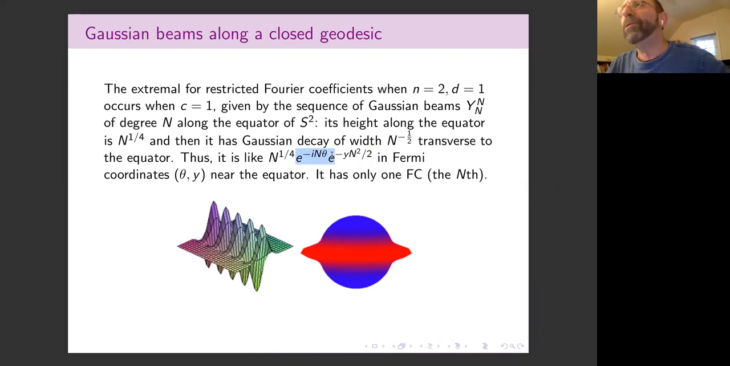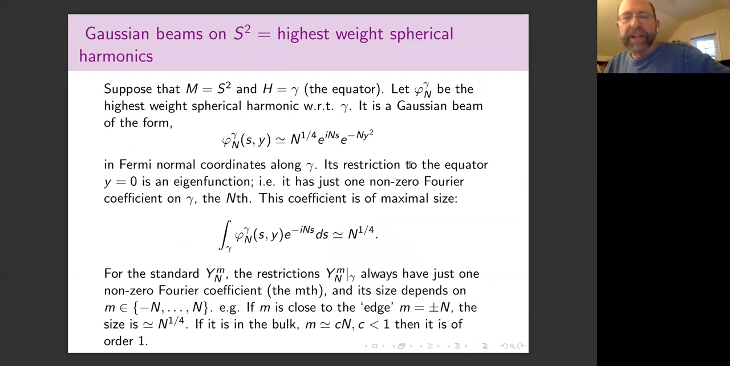All right. I'm going to skip this a little bit, but this is a Gaussian beam: the highest weight spherical harmonic on a standard sphere, and it has size n to the 1/4. So these Fourier coefficients will saturate the estimates when n equals 2 and d equals 1. I think I'm going to move on from that.